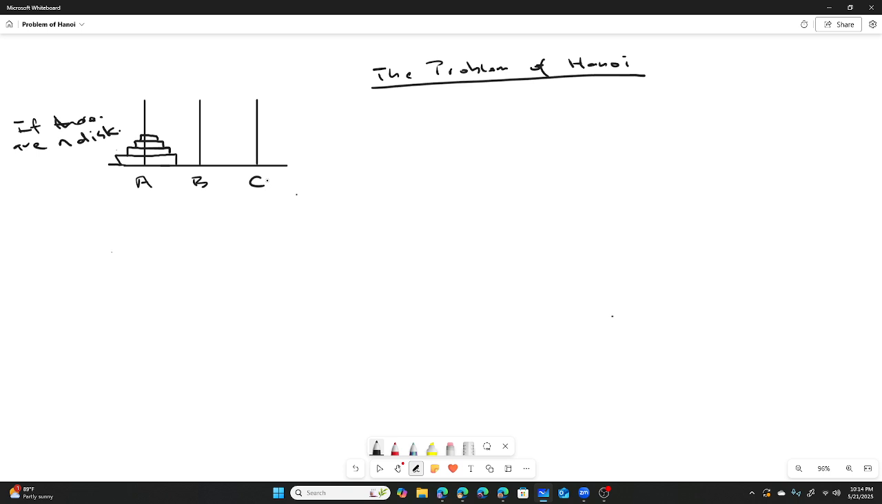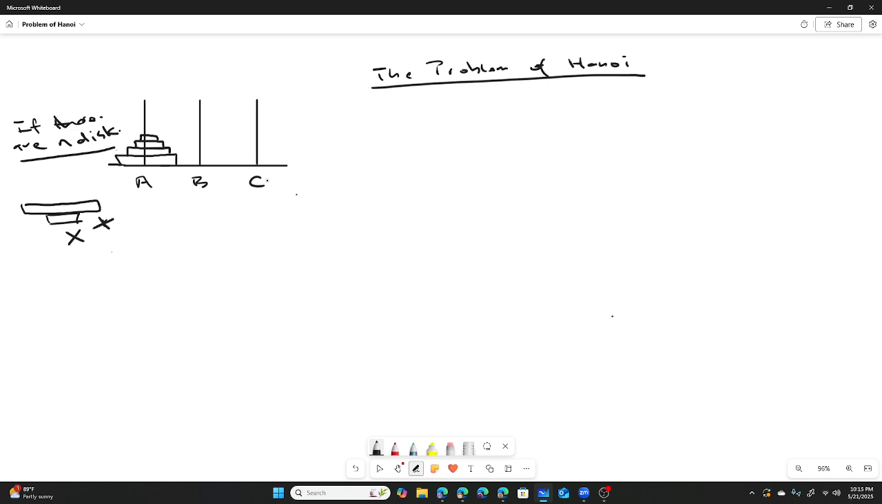So there are some requirements, right? Namely, a larger disk cannot be on top of a smaller disk. For example, let's say if you move these two disks to, let's say, B or C in such a way where you have a disk here and you have a bigger disk on top of it. Well, no, you can't do that, because that would mean that you have a bigger disk on top of a smaller disk, and that is prohibited.